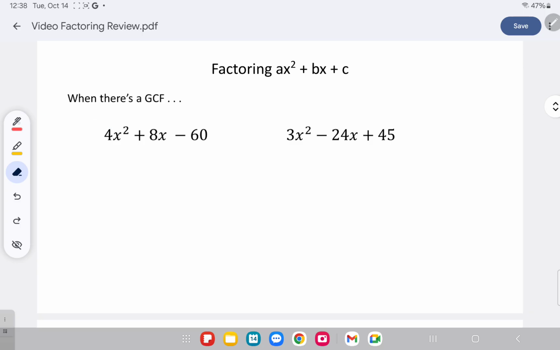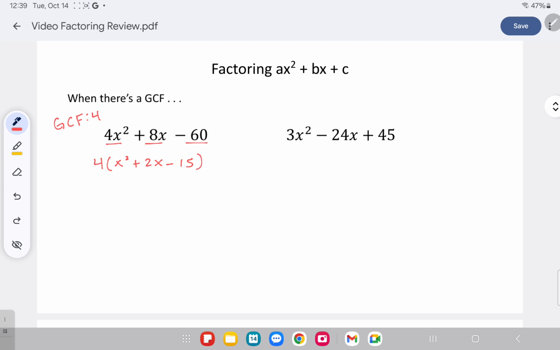When there's a number in front, or just in general with factoring, we always need to check for a GCF before we start factoring. GCF stands for greatest common factor. Is there a number or variable that all those terms can be divided by? In this case, all three of these terms can be evenly divided by 4. So because our GCF is 4, we're going to start by taking a 4 out of each one of those terms, or dividing each term by 4.